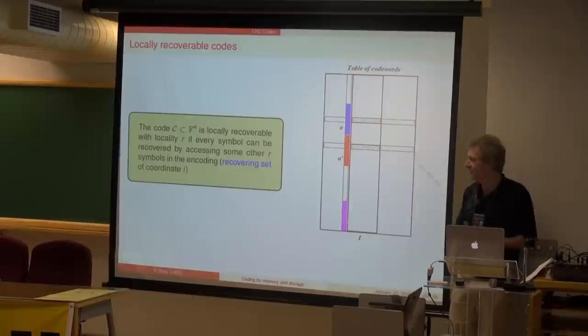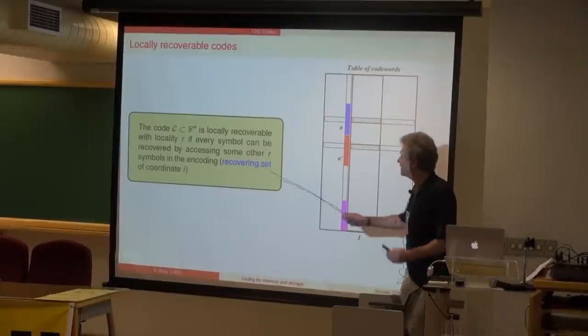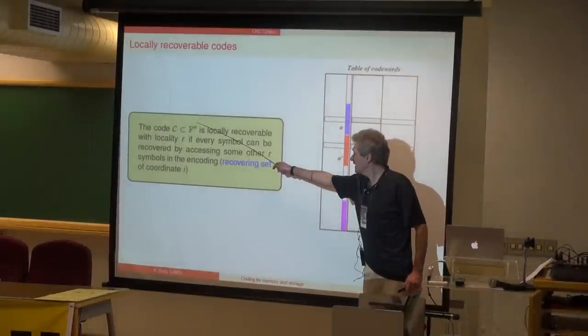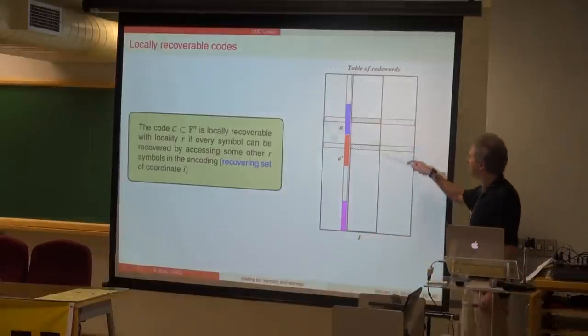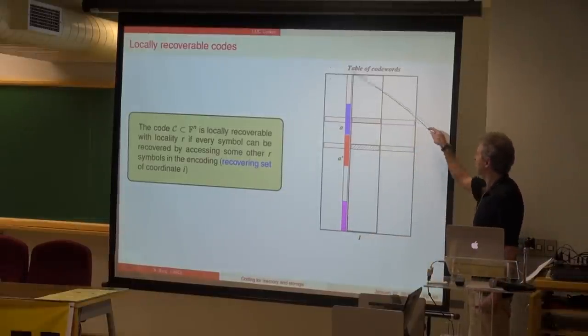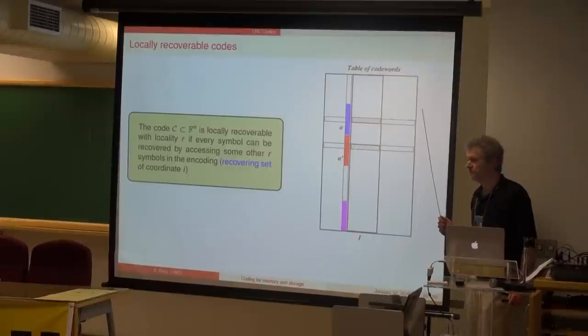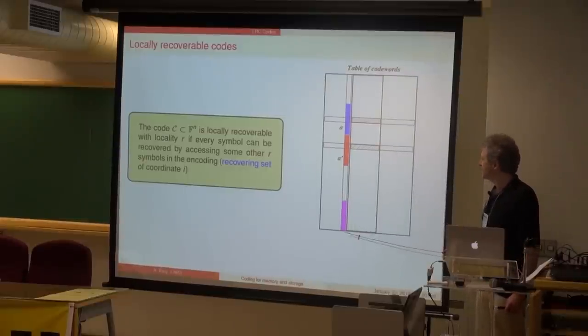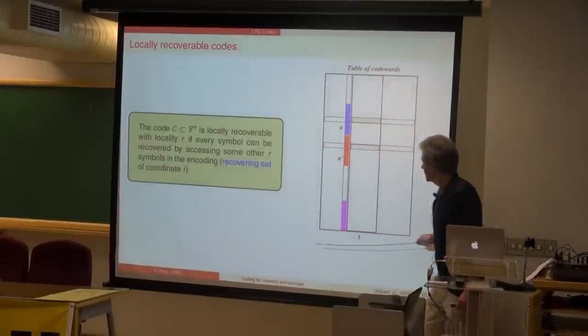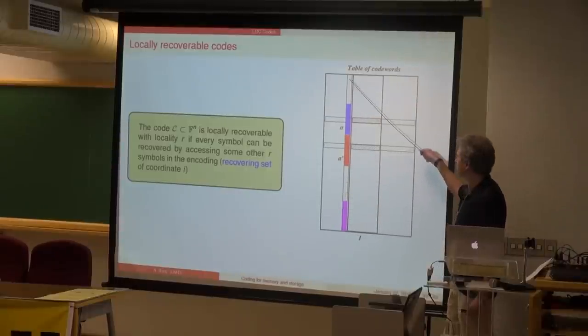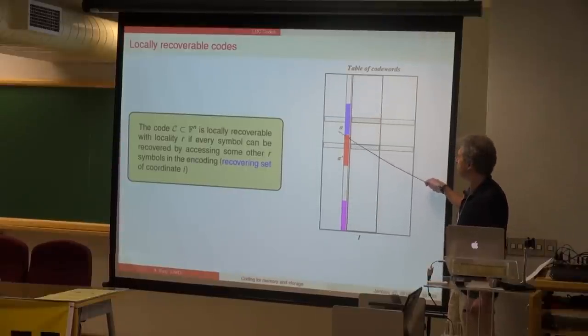So let us say we have a block code over a finite field, length n, and then r is locality. So let us write all the code words. Every row in this table is a code word in the code. Isolate a coordinate, call it little i, this coordinate. Let us say these are all the symbols in that coordinate. There is a bunch of code words that have symbol a, a prime, and so on.